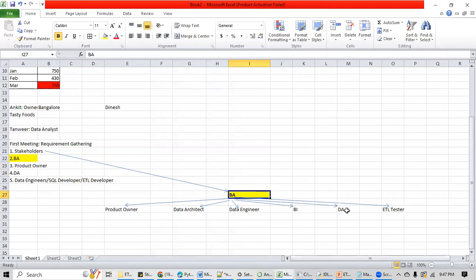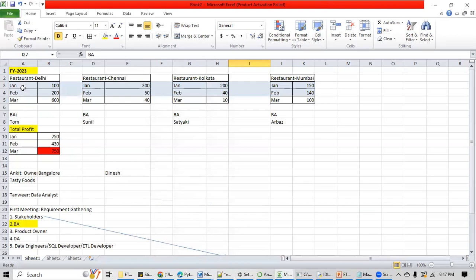The data analyst will come into the picture. He will ask, okay, the numbers he wants, does he need the daily increase or decrease in profit, percentage increase, percentage decrease? Now the business analyst has not asked. So this was the scenario 10 years back.